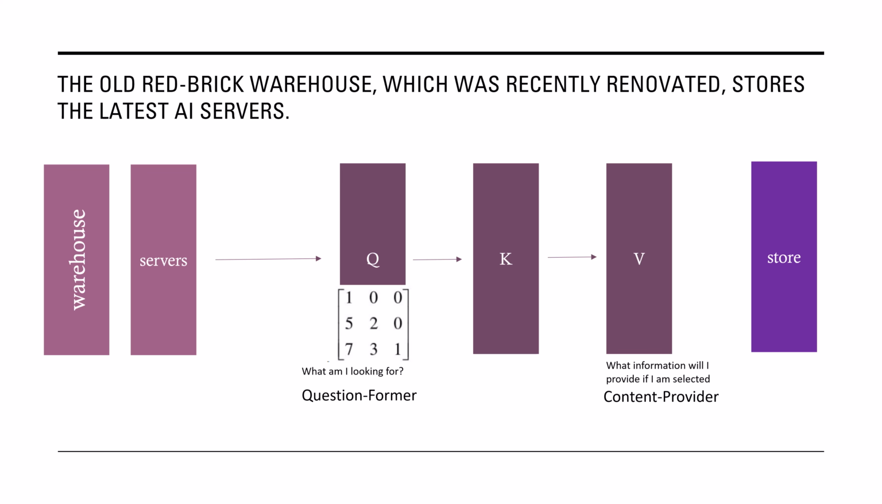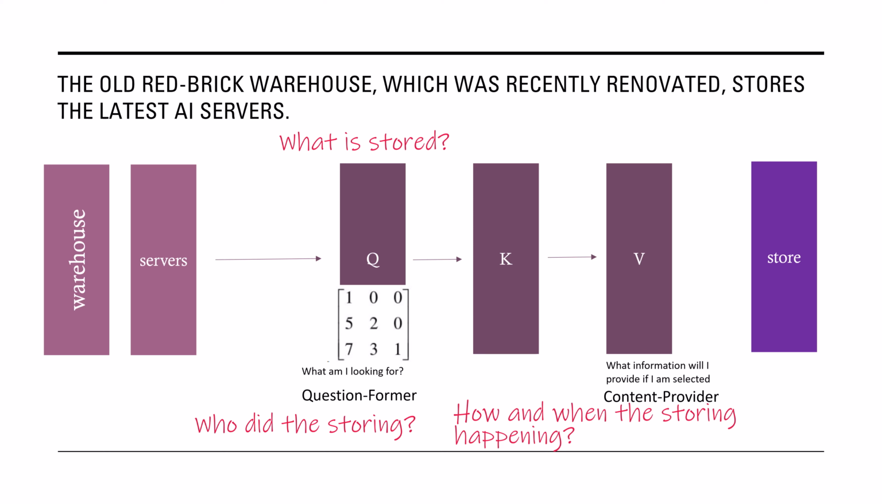The new query vector for store is essentially asking a series of pointed questions to all other words in the sentence. Who or what performed the action of storing? Looking for the subject. What is being stored? Looking for the object. Are there any words that describe how or when the storing is happening? Looking for modifiers. This Q vector is like a specialized detective sent out from the word stores to gather specific, relevant information from the rest of the sentence.